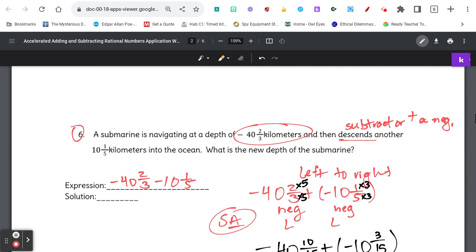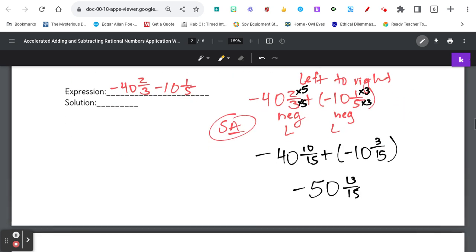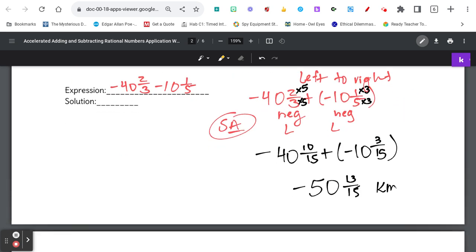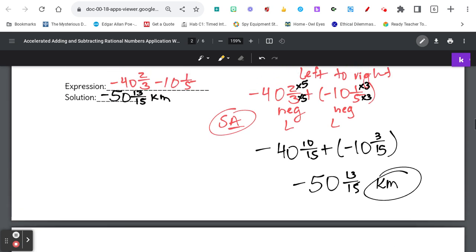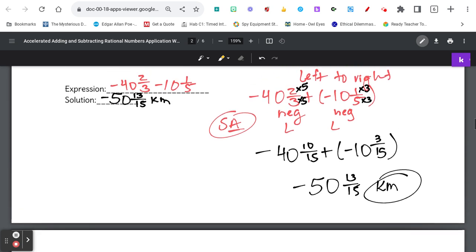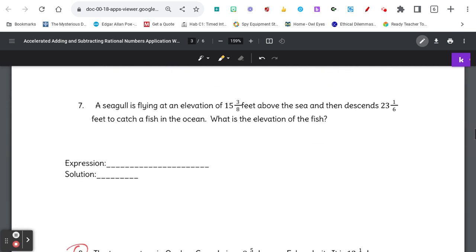And it's in terms of what unit? Kilometers, guys. No naked numbers. In other words, you've got to put a unit. You've got to tell me what. Just don't give me the number. So that's negative 50 and 13/15 kilometers.